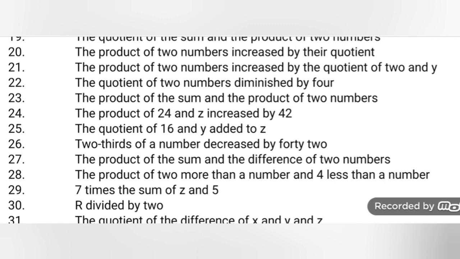The product of the sum and difference of two numbers. So we say the product of the sum and difference of two numbers. So we say the two numbers are x and y. So we say sum first is x plus y, difference is x minus y. So their product is x plus y times x minus y.